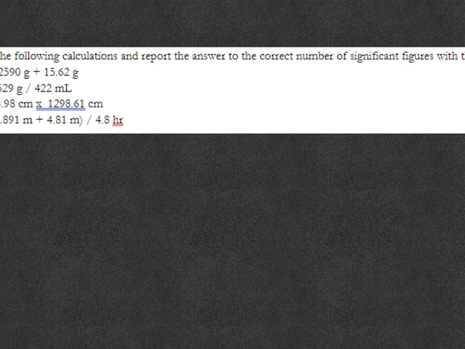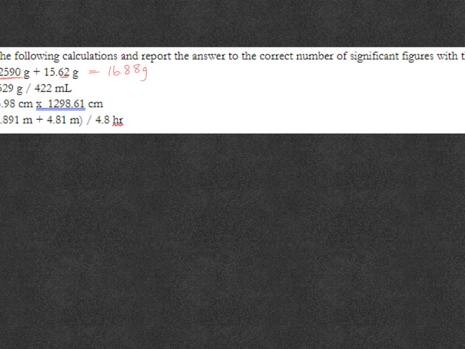So for the first question, I have 2 past the decimal, and I have 4 past the decimal. 2 past the decimal gives me the least significant place. 2 is smaller than 4. I round to 2 past the decimal. So I hit it into my calculator, and then I round so that I have 2 significant digits past the decimal.